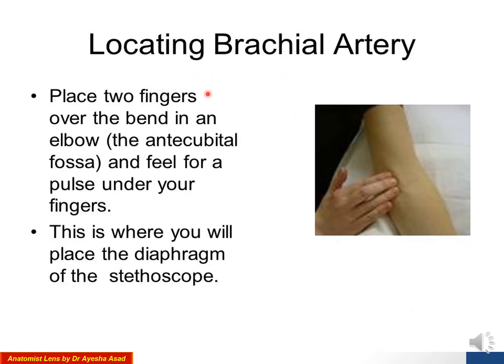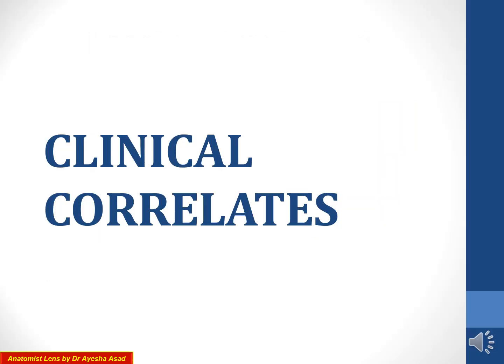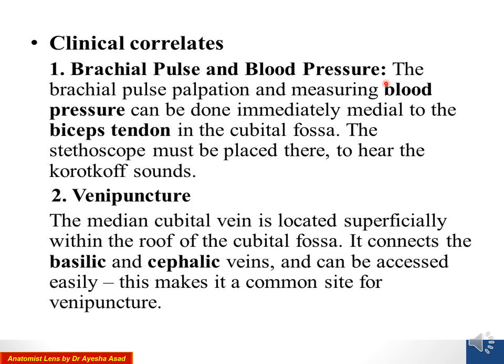Locating the brachial artery. आप प्लेस करेंगे अपनी दो फिंगर्स ओवर द बेंड इन द एल्बो, द antecubital fossa या cubital fossa, and feel for a pulse under your fingers. This is where you'll place the diaphragm of the stethoscope जब हम blood pressure ले रहे होते हैं. Clinical correlate. Brachial pulse and blood pressure. The brachial pulse palpation and measuring blood pressure can be done immediately medial to the biceps tendon in the cubital fossa. The steth must be placed there to hear the Korotkoff sounds.